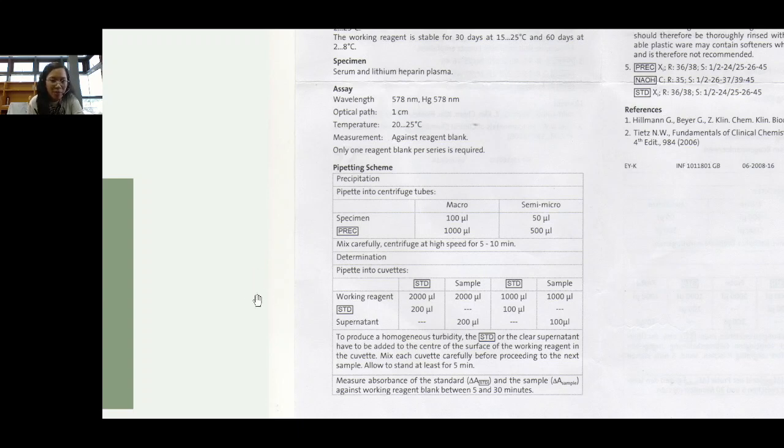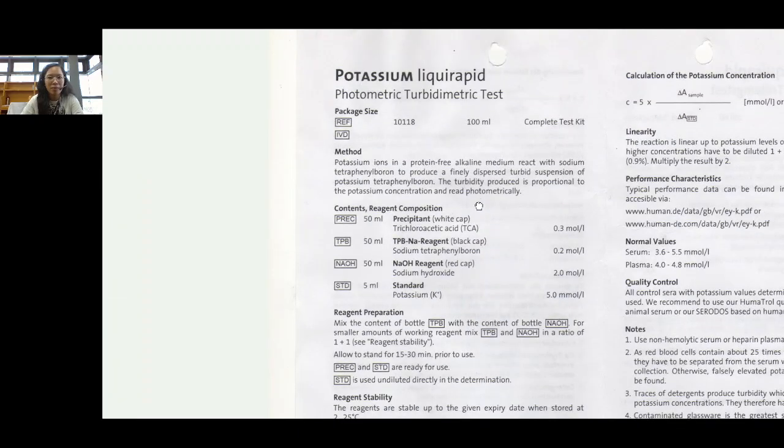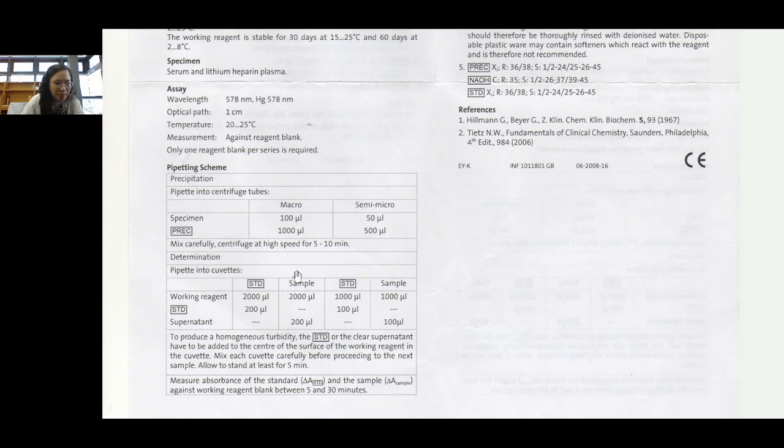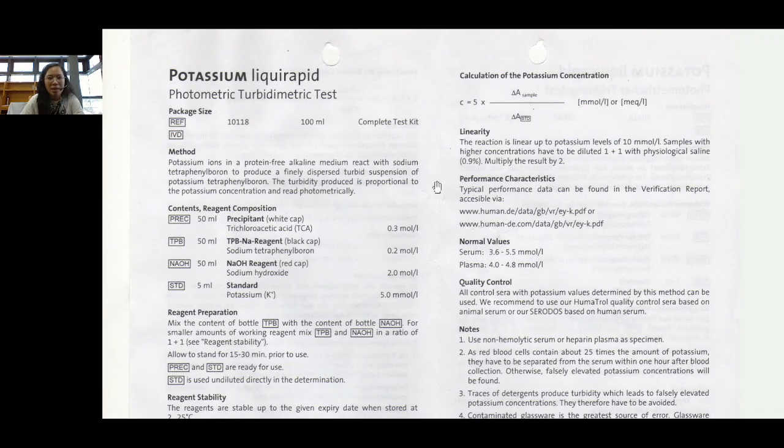So here in the procedure below, to produce a homogeneous turbidity, standard or the clear supernatant have to be added to the center of the surface of your working reagent in the cuvette. So mix each cuvette carefully before proceeding to the next sample and allow to stand for at least 5 minutes before we could actually begin its determination or bago natin ilagay dun sa spektro nyo. So here, di na kailangan isubtract yung reagent blank nyo.